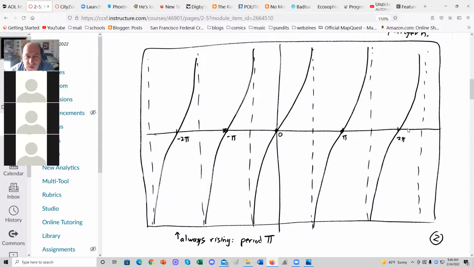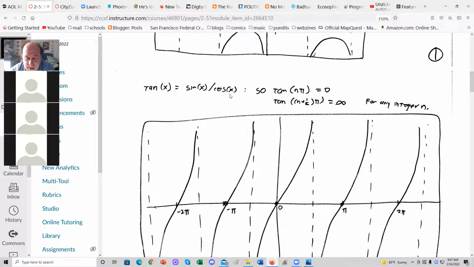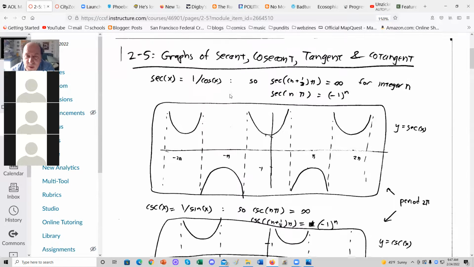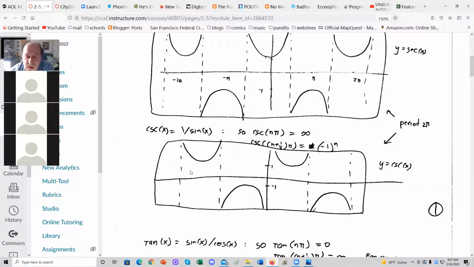Well, sine is 0 at n pi, so is tangent. Cosine is 0 at n½ pi, so tangent is infinity there. Because 0 over something is 0, whereas something over 0 is infinity. Okay, gotcha. And again, that works the same for secant and cosecant. Secant is infinity when cosine is 0 at n½ pi. Cosecant is infinity when sine is 0 at n pi.